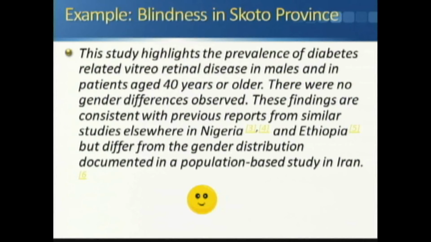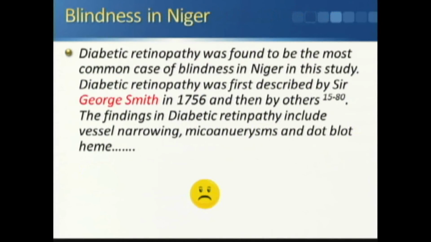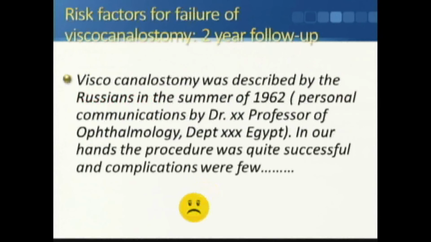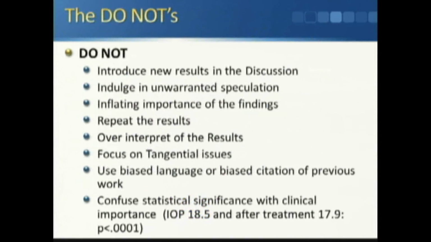It basically points out the problem and also the essence of the study and the results that you've gotten. Here's another one. Again, these are all real examples. You don't start making this a mini review, okay? And of course, notice there are many spelling errors also. Here's another one that's probably not something you want to do: risk factors for failure, described by the Russians in the summer of '62. It kind of overstates what the results were and is not very appropriately put together.